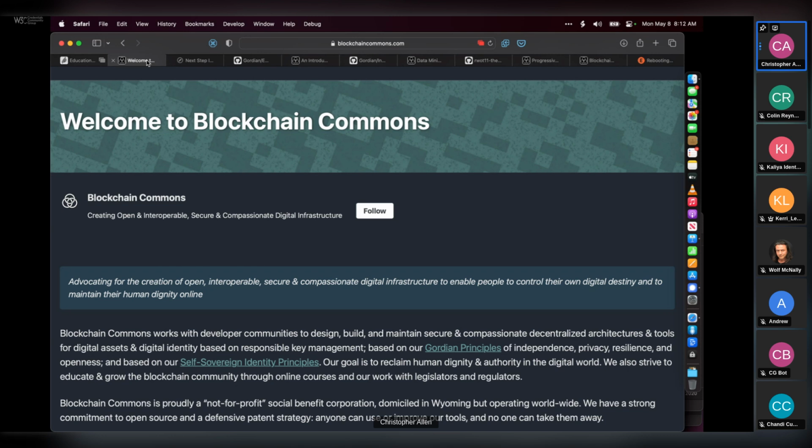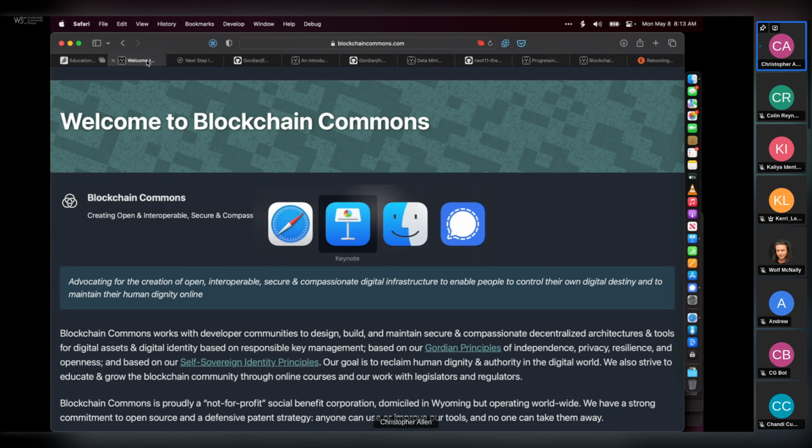But these are based on our Gordian principles. Our Gordian principles are for independence, privacy, resilience, and openness. And those in turn are based on the self-sovereign identity principles. So that is really kind of the context where we came into this discussion.